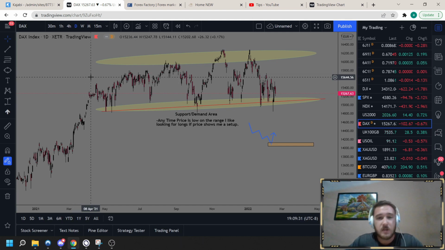So first, let's just talk about the DAX, I guess. This is the German index. This has basically overall been in a sideways market for the past year.